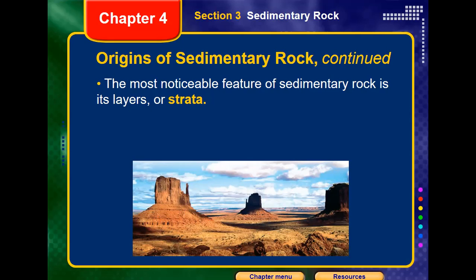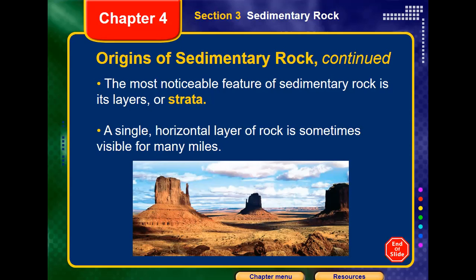Each layer has certain characteristics, meaning a certain composition and texture different from the other layers, based on the type of rock it formed from and the time it needed to build this layer up. Here we see that a single horizontal layer of rock is sometimes visible for many miles. That means one layer may extend for many miles. That will be a huge layer, or sometimes it will be a very thin layer, depending on the time the sediments take to build up.